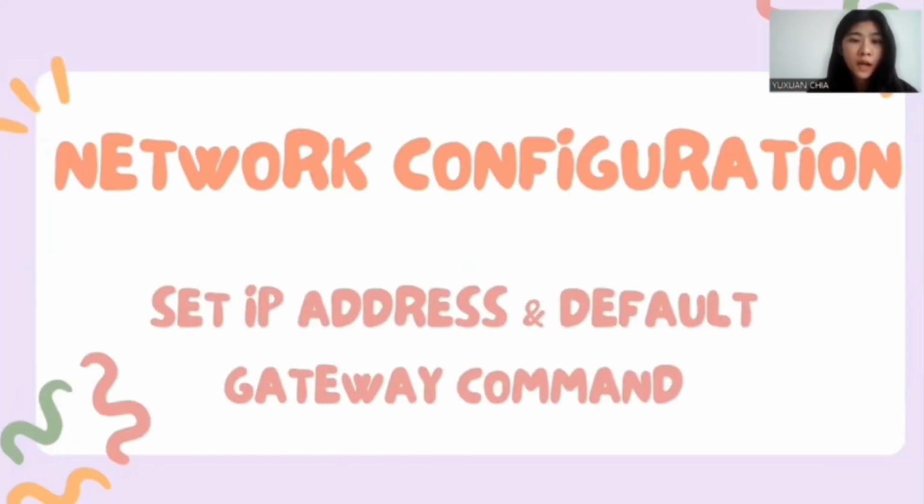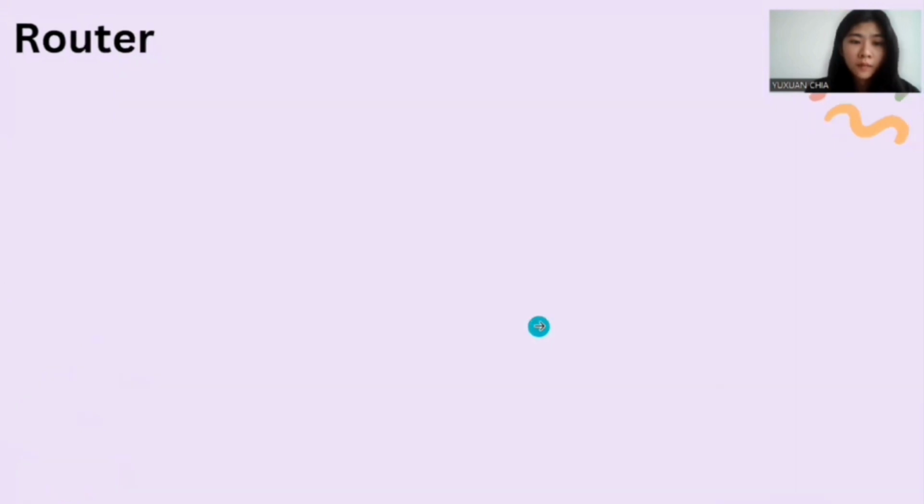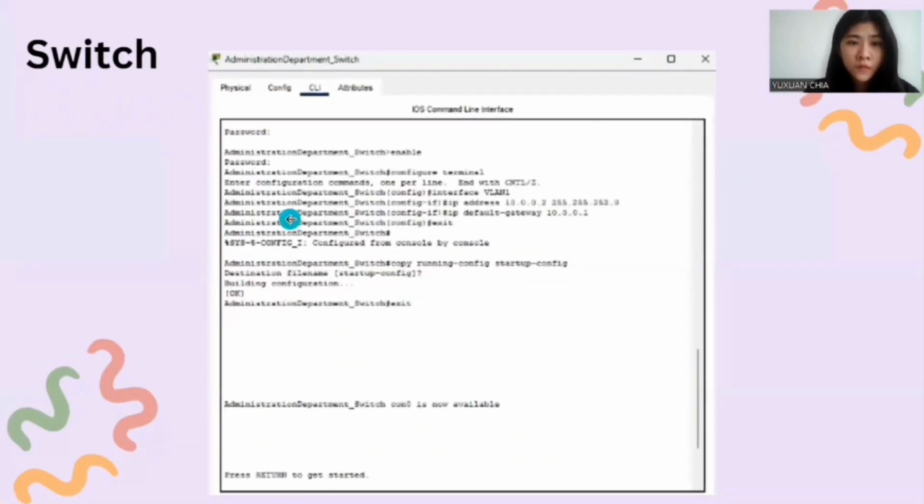Next, we talk about network configuration, set IP address and default gateway command. For the router, we type enable to go into privilege mode and configure terminal. We set IP address 10.0.0.1 and subnet mask 255.255.252.0, and we type copy running-config startup-config to save the IP address and subnet mask. Next, we type enable to go into privilege mode and type configure terminal and set IP address to 10.0.0.2 and subnet mask 255.255.252.0 and IP default gateway is 10.0.0.1, and we save the IP address, subnet mask and IP default gateway with copy running-config startup-config.